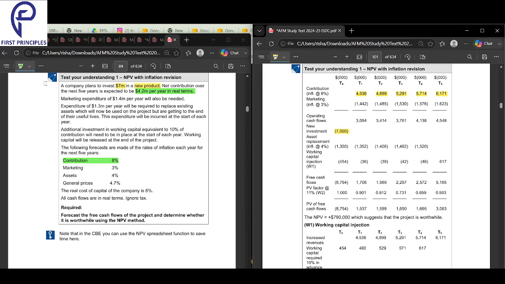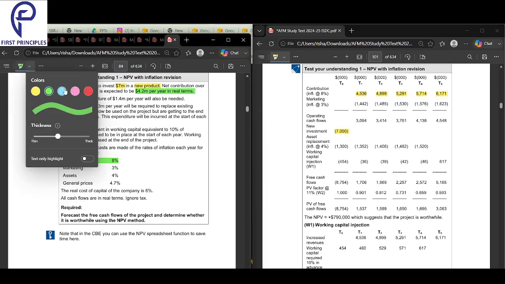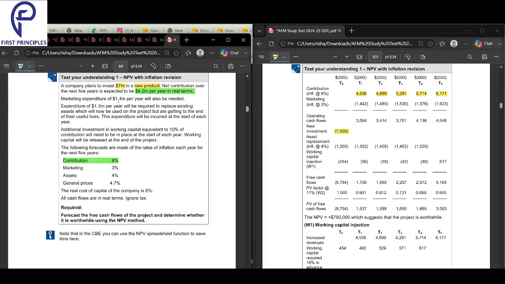Next is your marketing expenditure. Marketing expenditure is 1.4 million. So we have a marketing expenditure of 1.4 million per year, which will also be needed, and marketing is inflating by 3%. So quickly, let's do this 1.4 into 1.03. Okay, so you got the hang of it. So this is how we'll get your marketing expenses. So every year you have your marketing expenses for the next 5 years.